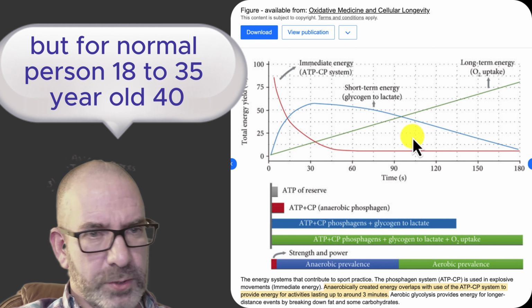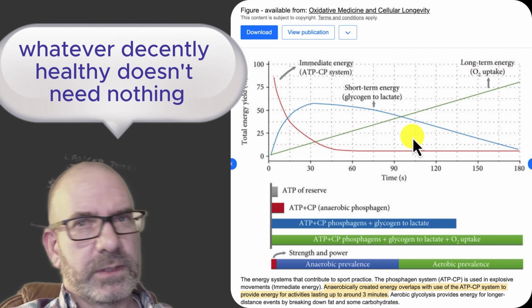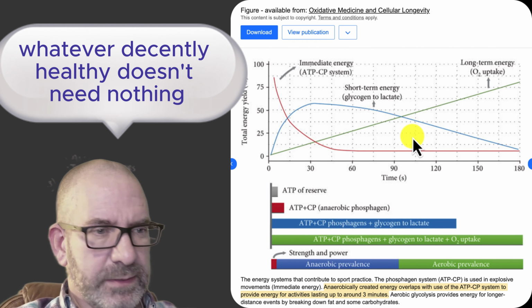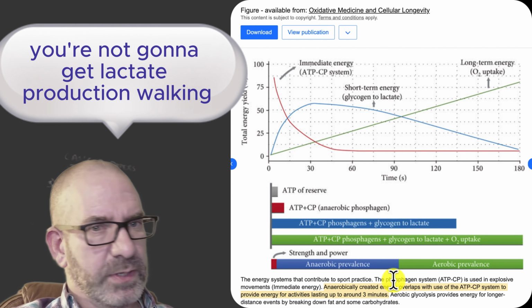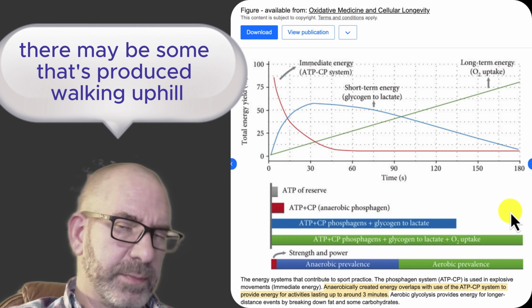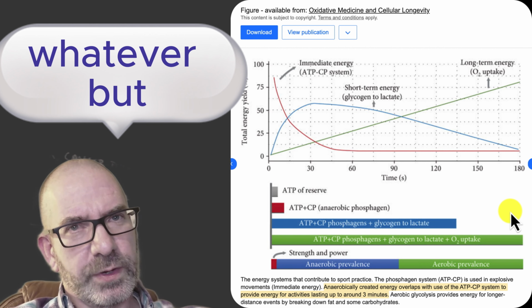But for a normal person, 18 to 35 years old, 40, whatever, decently healthy, doesn't necessarily need to be fit, walking is not going to do this for 3 minutes. You're not going to get lactate production. There may be some produced walking uphill into a wind, carrying a load, whatever.